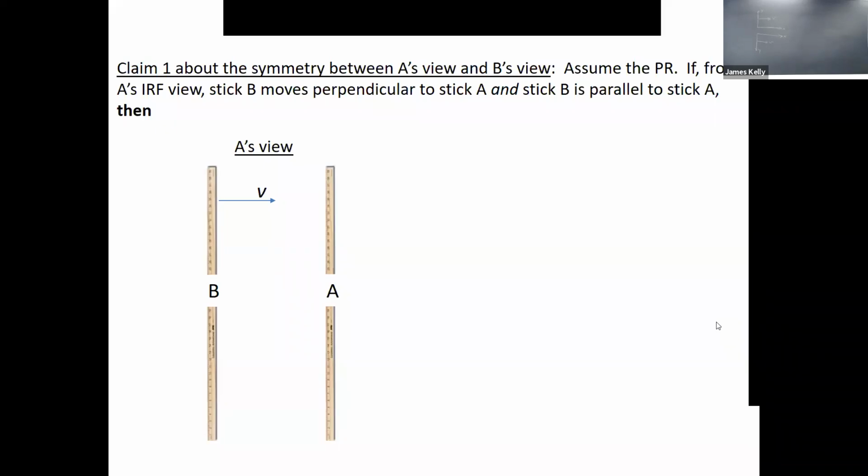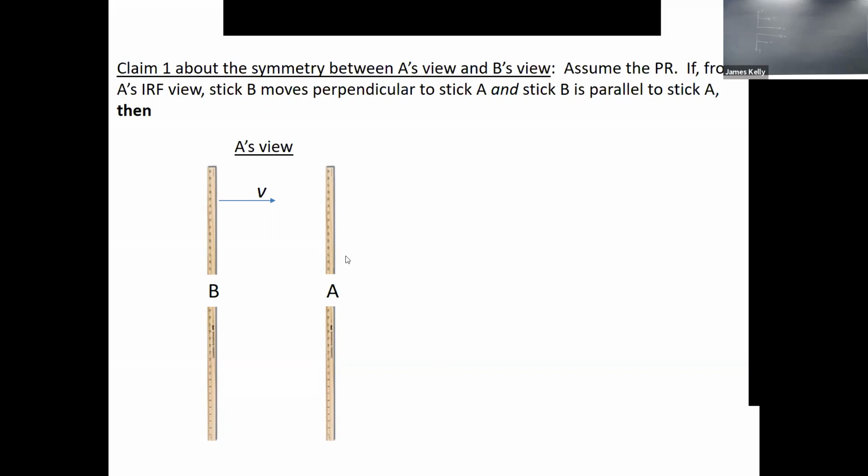Okay, let's get into the detailed arguments, and I'm just going to set up several arguments as a series of claims, and you're going to do some of the work on the worksheets proving these claims, or at least going through the logic associated with them. Let's imagine, so we're trying to prove something about a meter stick moving perpendicular to its length. So let's imagine we have 2 identical meter sticks.